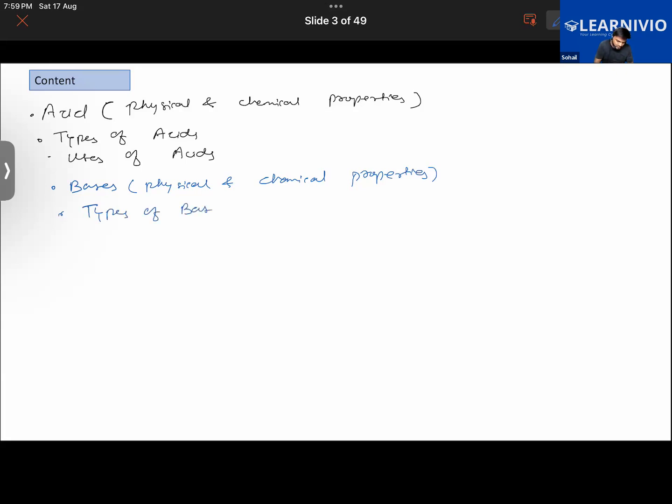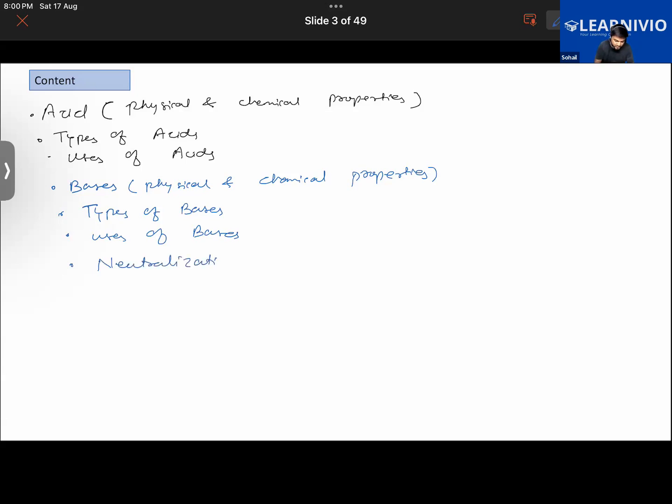So these are only the topics we are going to cover. I'm just giving you an overview of the topics we should be doing in the chapter. Are there more topics? Yes, there are more topics. Note it down: types of bases, then uses of bases. After this, you'd be learning about neutralization.